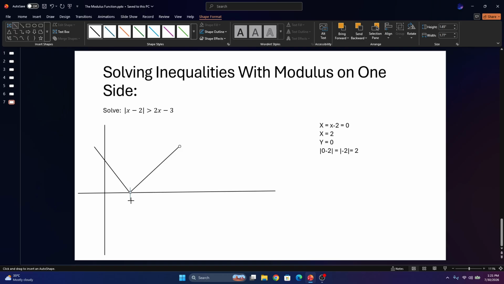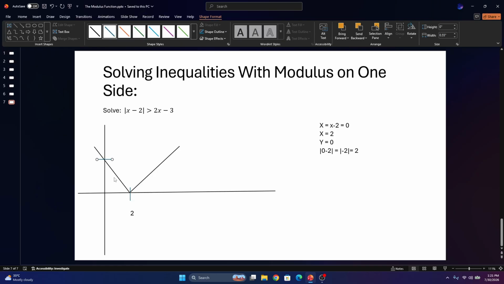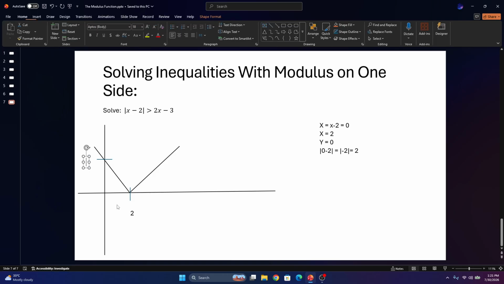So this point right here is going to be 2. This point right here is also going to be 2. And then we obviously know that the y coordinate of the turning point is just 0. So now that we have labeled that and sketched this graph, we also need to sketch the graph of this line.